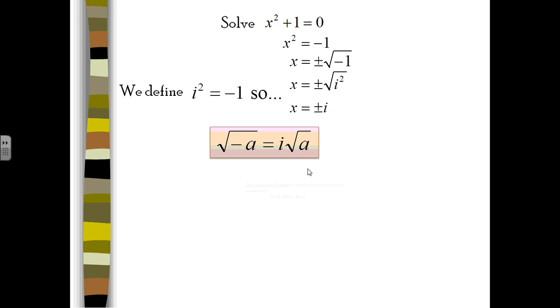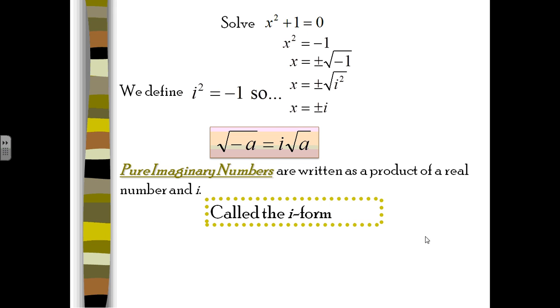Okay, so what we're going to do is we're going to call these pure imaginary numbers. And a pure imaginary number is going to be written as a product of a real number and i. So for example, 2i would be a pure imaginary number. And that's called the i form of the imaginary number, as opposed to having it as a radical. Because technically, the square root of a negative number is imaginary. It's just not in the i form where you've pulled the negative out and turned it into the i.